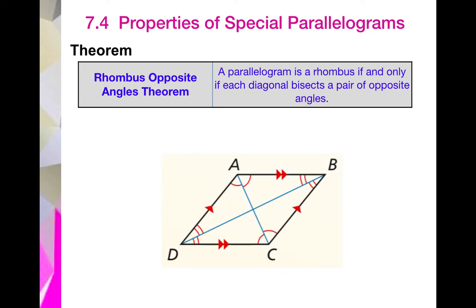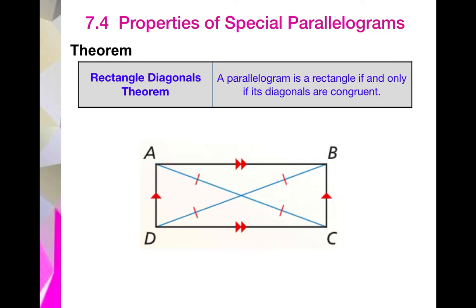The next theorem is the rhombus opposite angles theorem. A parallelogram is a rhombus if and only if each diagonal bisects a pair of opposite angles. So notice that we have these angles over here that are bisected, and the same thing over here. Now don't get these confused: not all the angles are going to be congruent. The opposite angles are getting bisected, and there are a lot of congruent angles here, in fact, four. But these angles are not congruent to these angles. Do not confuse those two.